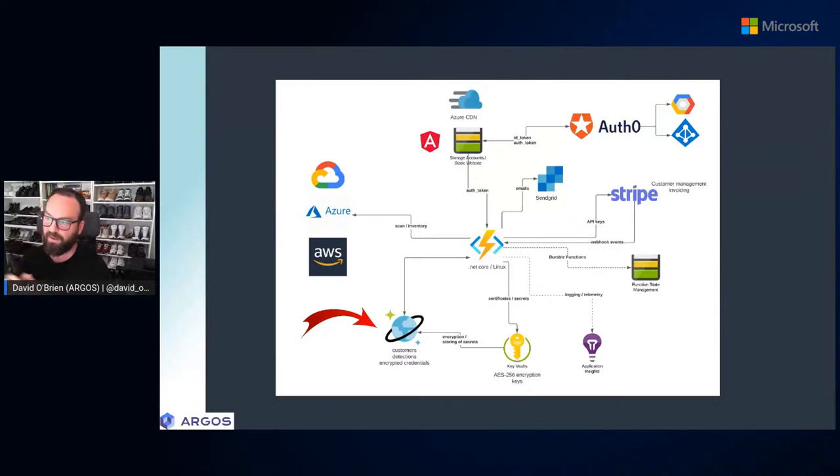And then there's third-party stuff in the upper right that we don't have to go into today. But we use this application to now scan our customer environments on all three clouds, actually, on Azure, AWS, and GCP. So how did we do that? Let's dive a bit deeper into the application itself, the Azure functions, and specifically then after that, the backend.